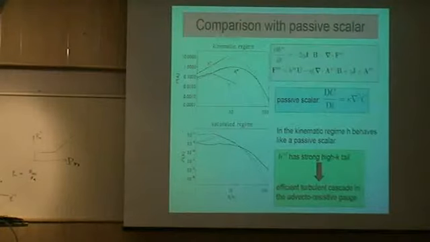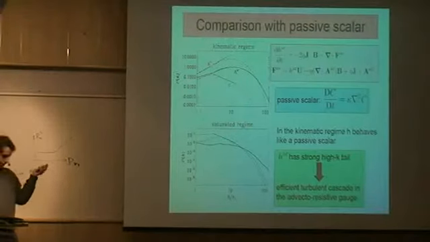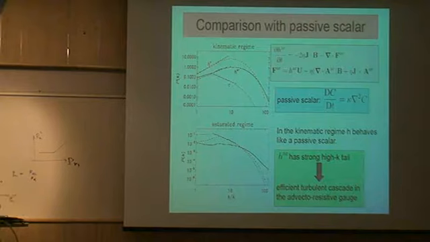So now let's go back to what we actually wanted to see. We wanted to see how helicity transport is affected by the gauge. So what we did here is we compared the transport of the helicity with a passive scalar. We not only solved the energy equations, but we also solved the equation for the passive scalar C.